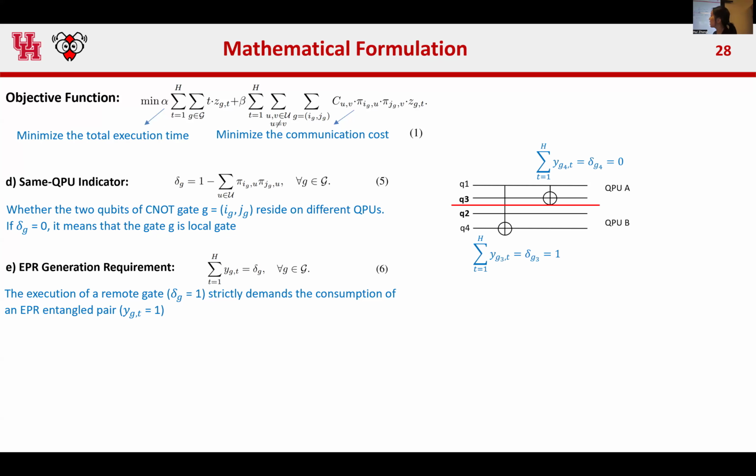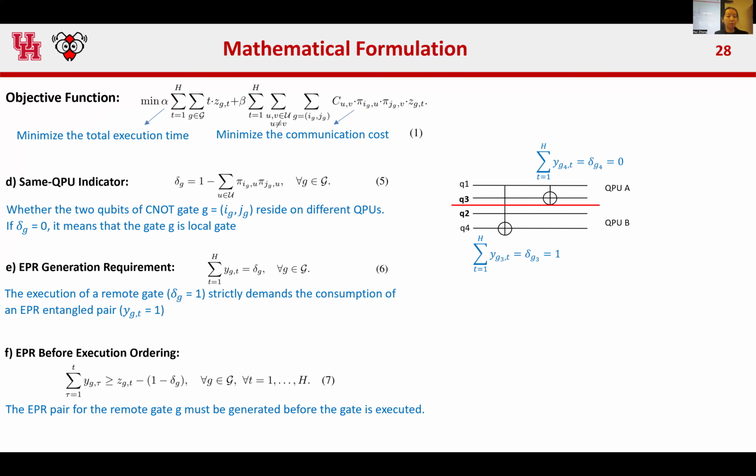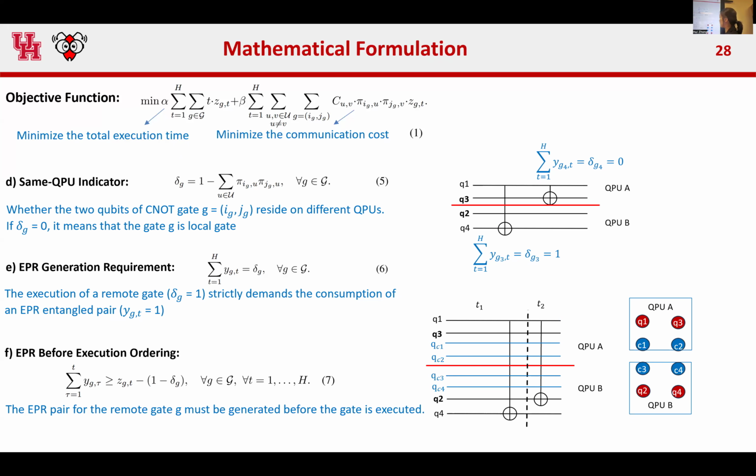And constraint E is the EPR generation requirement. It means that if you are a remote gate, you definitely need an EPR pair. We can also see in this example, for the local gate the sum of Y is 0, and for the remote gate the sum of Y is 1, so it needs EPR pairs. And constraint F is the EPR-before-execution ordering. The EPR pair of the remote gate must be generated before the gate is executed. Also, I'll give an example. Now we have 2 remote gates. The EPR pairs for these 2 remote gates must be generated before the time slot or in its time slot, so before the gate execution.